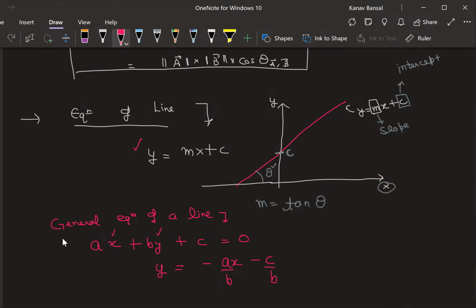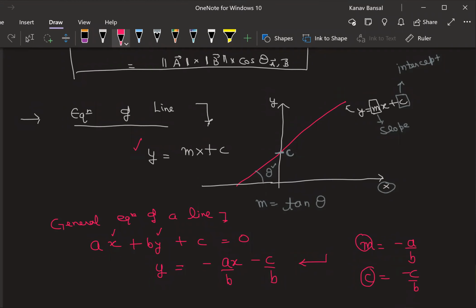Now, if you compare this equation with mx plus c, can you tell me what is m in this equation and what is c? So m is nothing but minus a by b, and c is nothing but minus c by b. The m from y equal to mx plus c is minus a by b, and the c from y equal to mx plus c is minus c by b in this equation. Is it clear to everyone now?